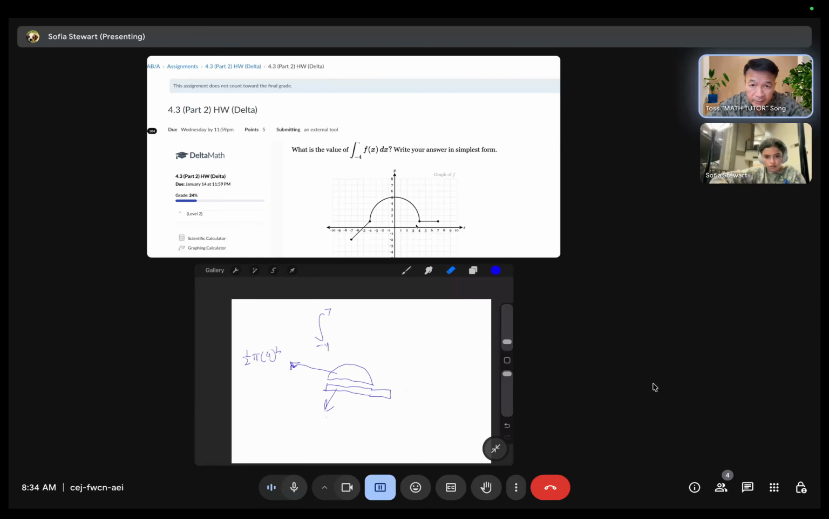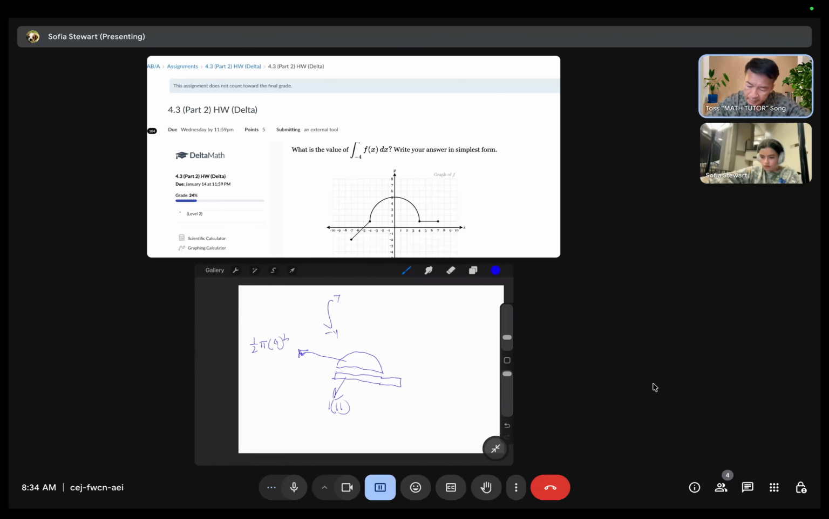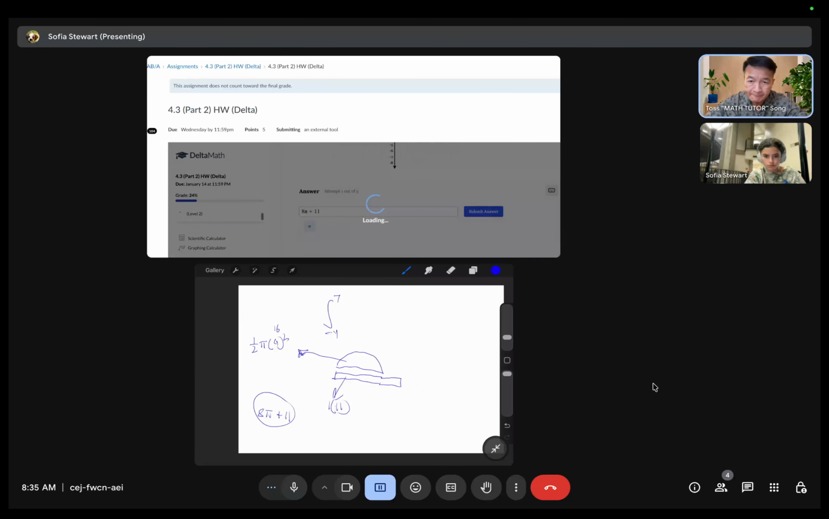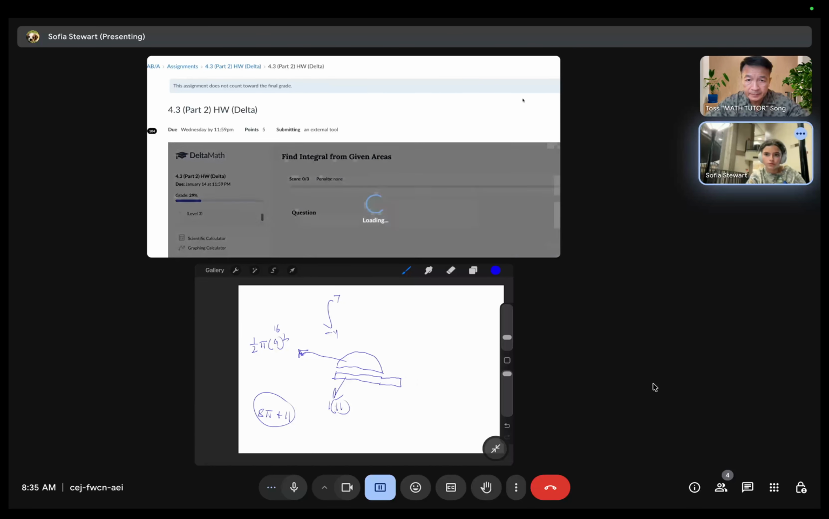You can extend it all the way to 7, right? So what is that? 8, 9, 10, 11. So it's 1 times 11. So 8 pi plus 11. Yeah. Go for it. There we go. That's not bad.